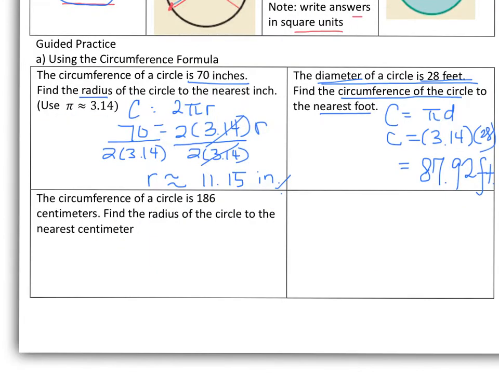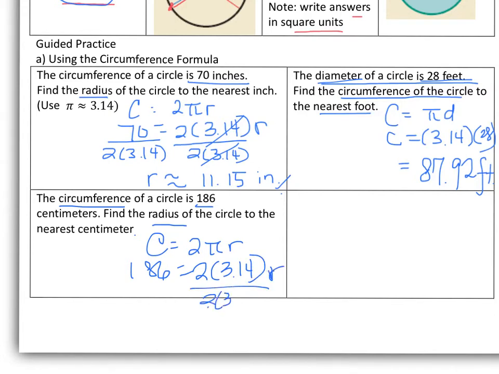Okay, let's do one more here. The circumference of a circle is 186 centimeters. Find the radius of the circle to the nearest centimeter. Okay, C equals 2 pi r. Circumference given to us 186. Substitute that for C. And use pi equals 3.14. And we need to solve for r by dividing 2 times 3.14 to both sides. And after doing the math, you should get 29.62 centimeters.